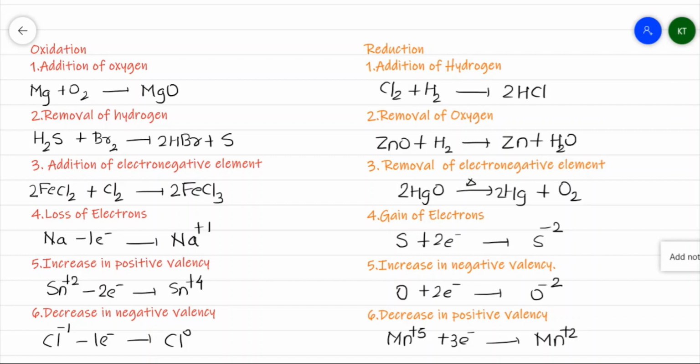Now, out of these many definitions, the first definition, that is addition of oxygen, removal of hydrogen, increase in positive valency, and loss of electron, these are of much significance. Here, the addition of hydrogen, removal of oxygen, gain of electron, and increase in negative valency. This definition holds good over here in order to understand oxidation and reduction.